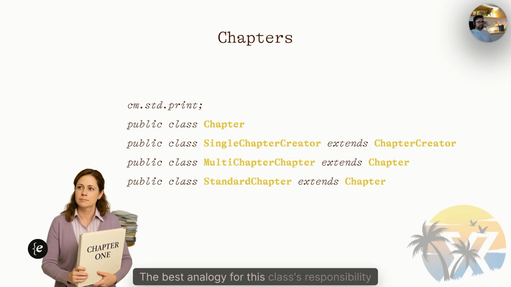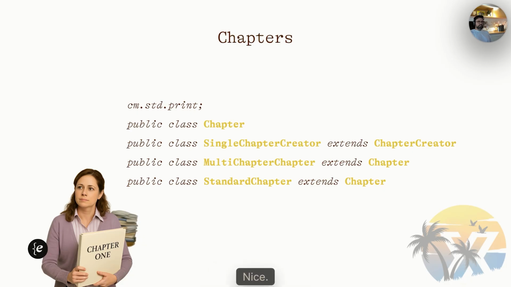The best analogy for this class's responsibility was given to me by Caleb from Configura. Caleb explained to me that these classes are using an analogy to books. In his words, and I quote, "The single chapter creator is designed to make the page for the respective chapter, whereas the multi or chapter creator group organizes the singles into a collection. Finally, the standard chapter class is nothing more than a chapter that you can use to extract valid pages from it." Nice. We're done with the talk. Let's get to the code.